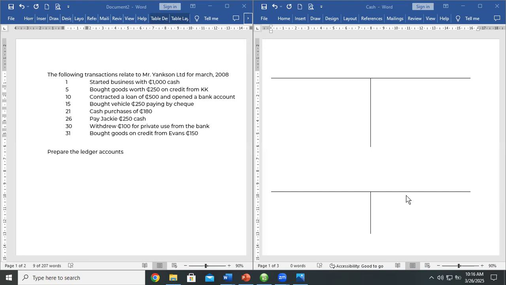So the requirement is to prepare the ledger account, and as I indicated to you, that means you should draw your T account and apply the double entry principle, which says for every debit entry you make, there should be a corresponding credit. And for the past days, we have been very judicious about discussing the double entry principle and how to prepare the ledger account.